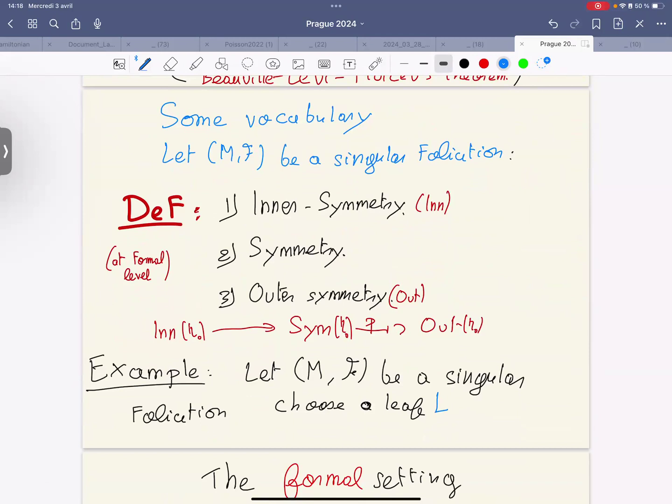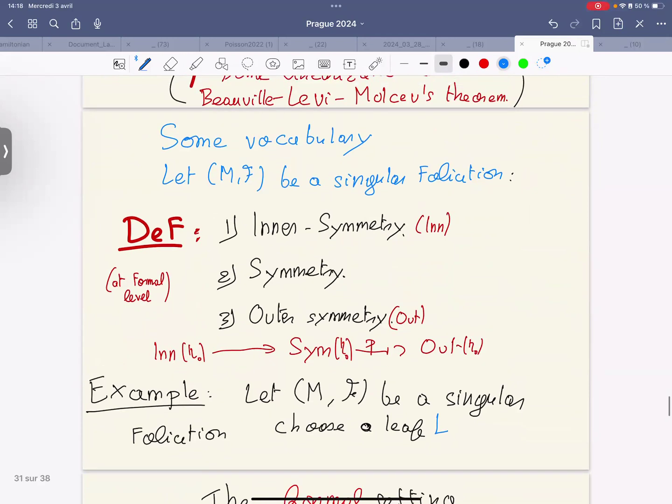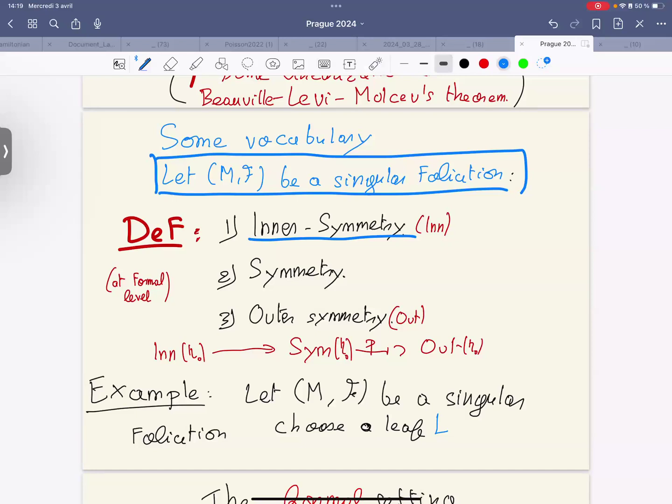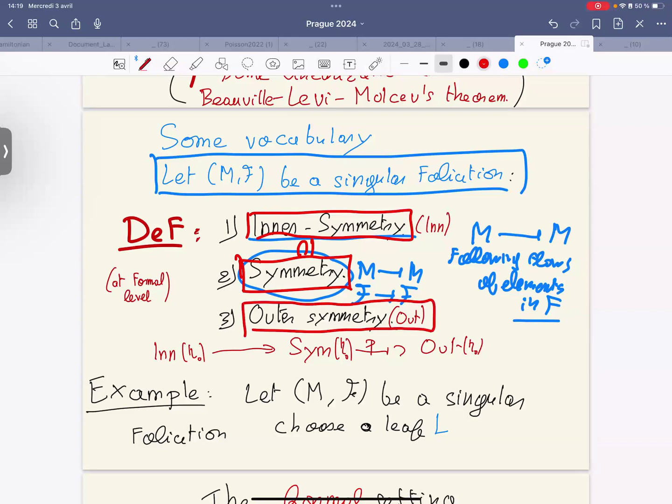So yeah, I have 10 minutes left, maybe even less. So I just give the main statement and the two main corollaries. When you have a singular foliation, what we call inner symmetries is a group of maps from M to M which are obtained by following flows of elements in F. What we call a symmetry is a map from M to M that maps F to F. And it's a non-obvious theorem that inner symmetries are contained inside symmetries. It's a normal subgroup. So you have a quotient which is called outer symmetries.